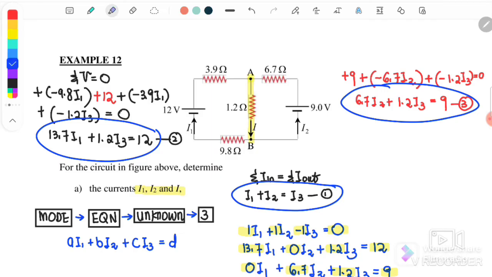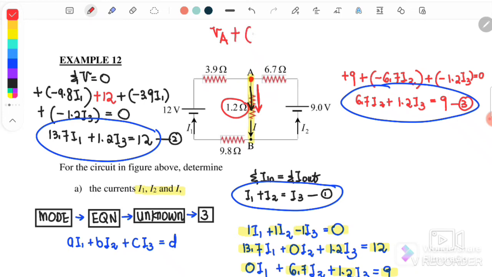For example, let's say I want to find the potential difference from point A to point B. I will start from point A, where the potential is VA. I start from VA and then I go down, passing through the 1.2 ohm resistor. The direction of the current is going downward and the direction of the loop that I drew in red is also going downward. So it's actually positive because they are in the same direction.